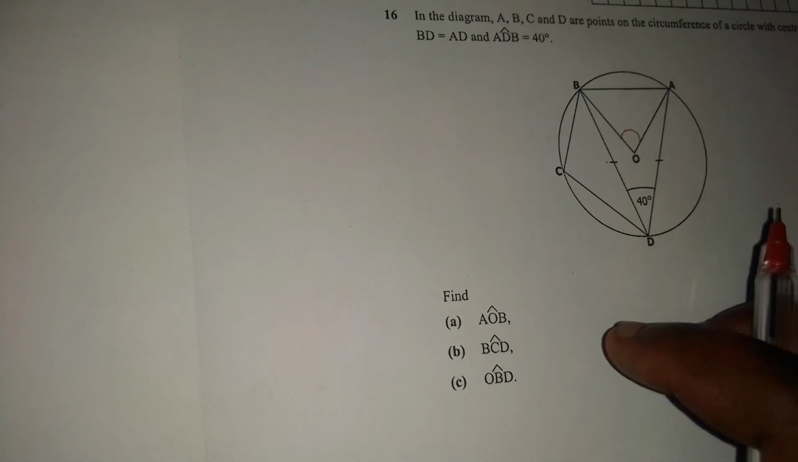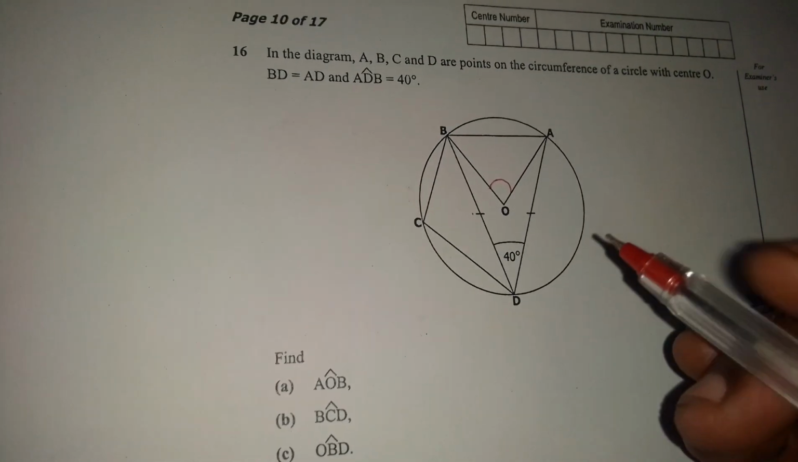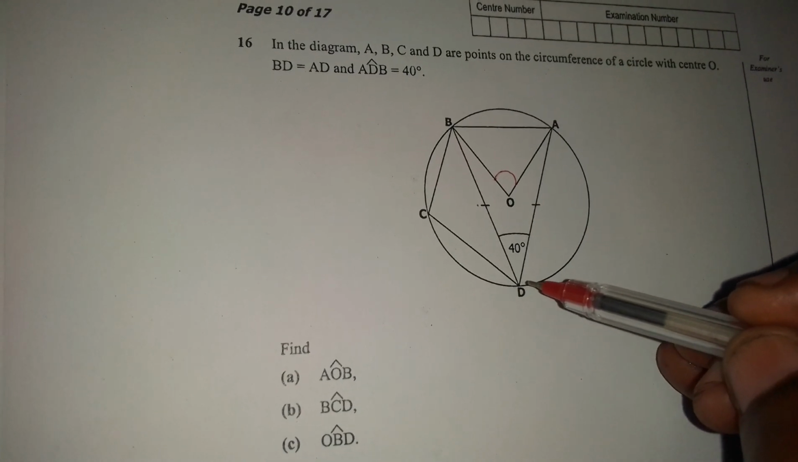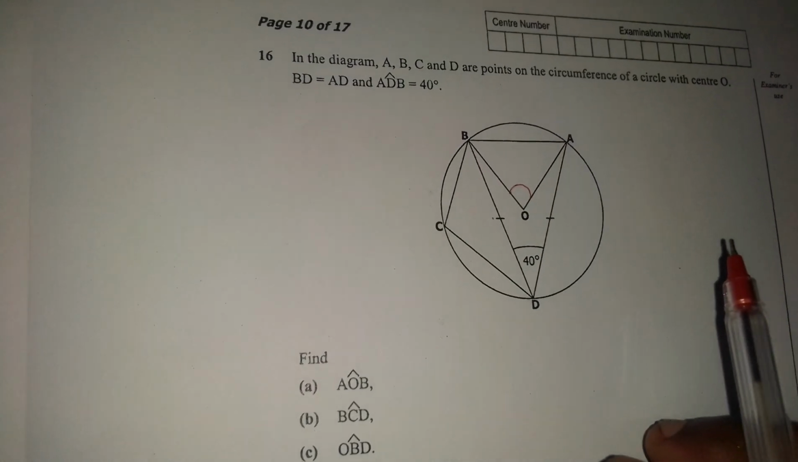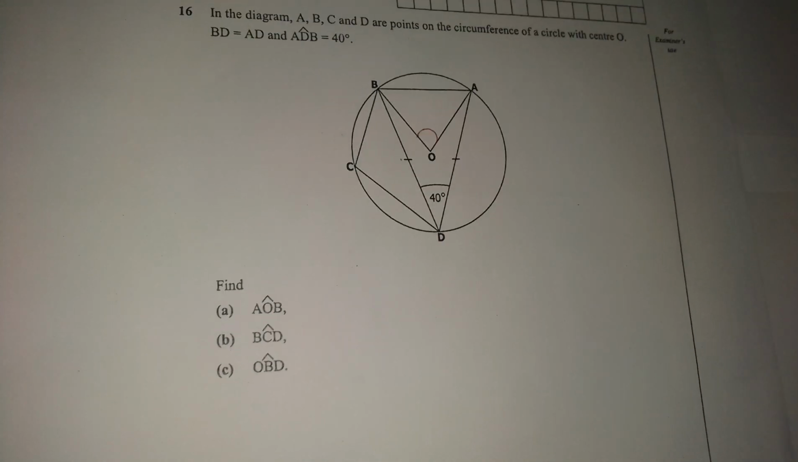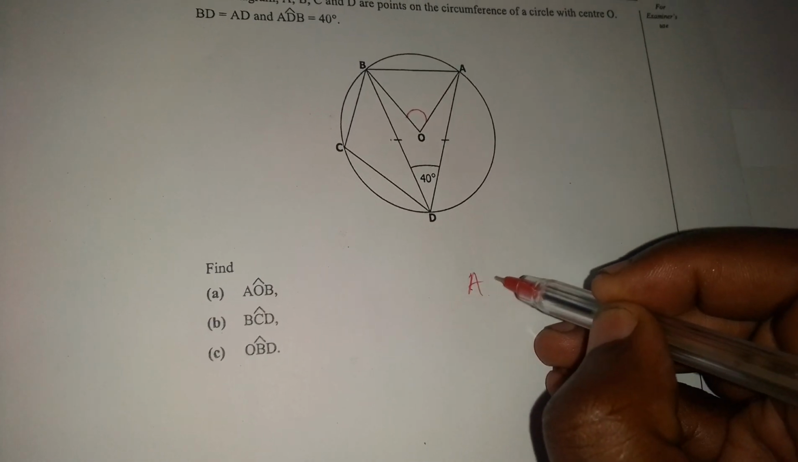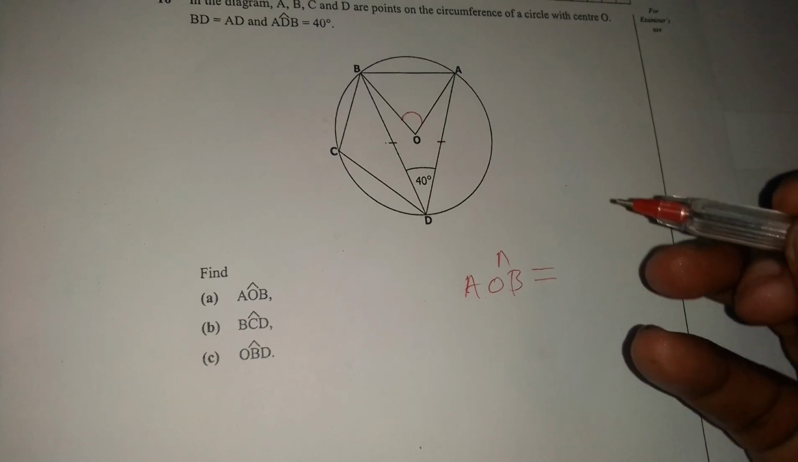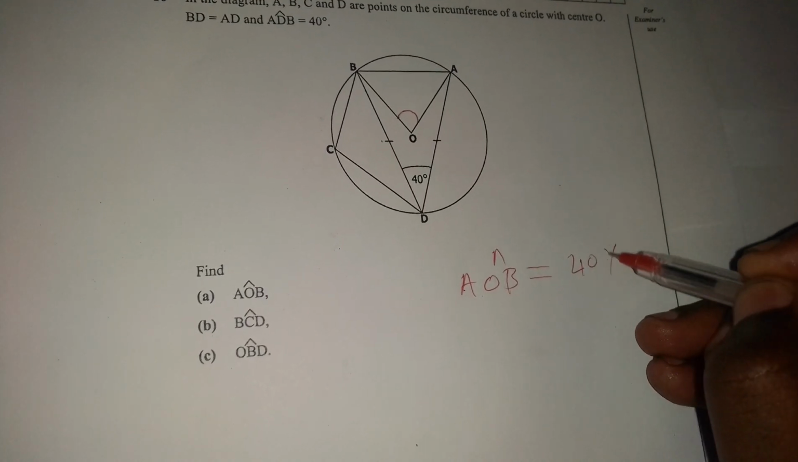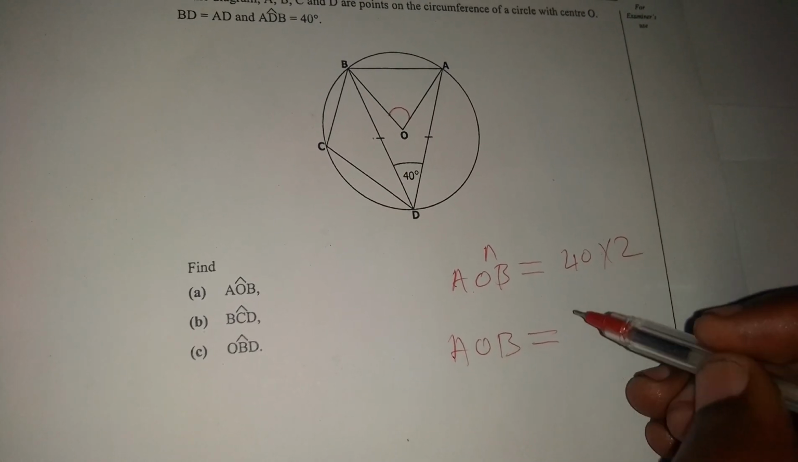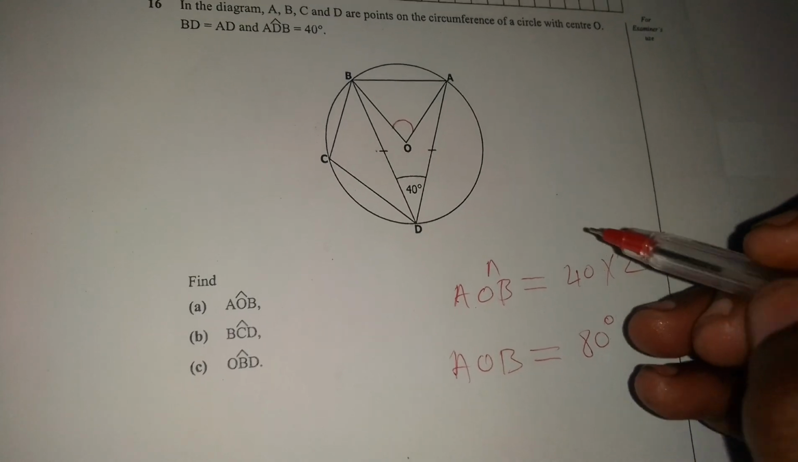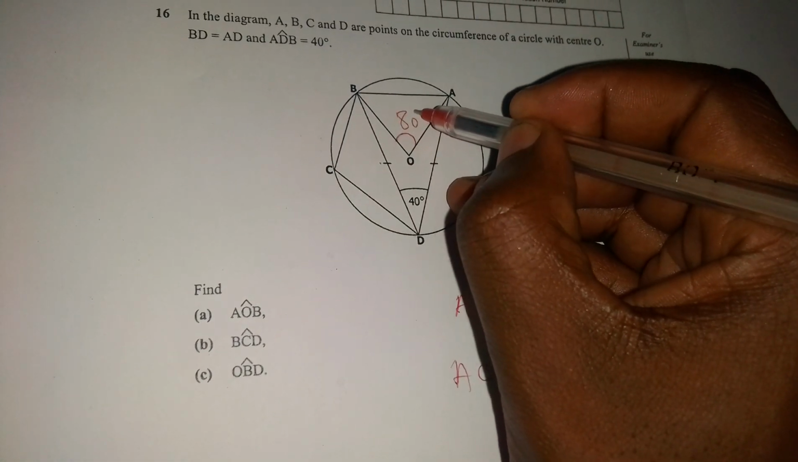So AOB, you can find it easily just by observation. We know this is the circumference. We know the property: angles at the circumference are twice the angles at the center. Let me just show you how you can find this. We can just say AOB is equal to, because you have to show your work, 40 times 2. Then AOB is equal to 40 times 2, which is 80 degrees. So at this point there is 80 degrees.